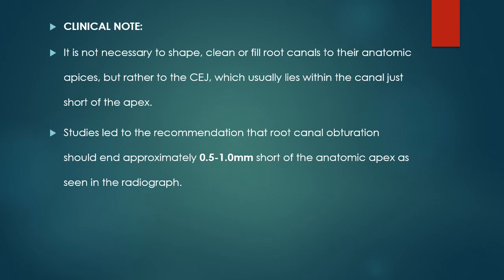On a clinical note, these two points have to be remembered. It is not necessary to shape, clean or fill the root canals up to their anatomic apexes, but rather to the CDJ, which usually lies within the canal just short of the apex. Studies have recommended that root canal obturation should end approximately 0.5 to 1 mm short of the anatomic apex as seen in the radiograph. Before proceeding to the access cavity preparation, we generally take a radiograph. In that radiograph, we can measure the length of the root, and after measuring the length of the root, we have to subtract 0.5 to 1 mm and do the obturation.